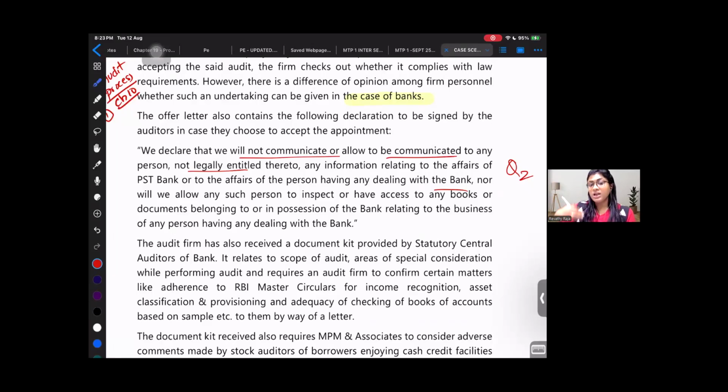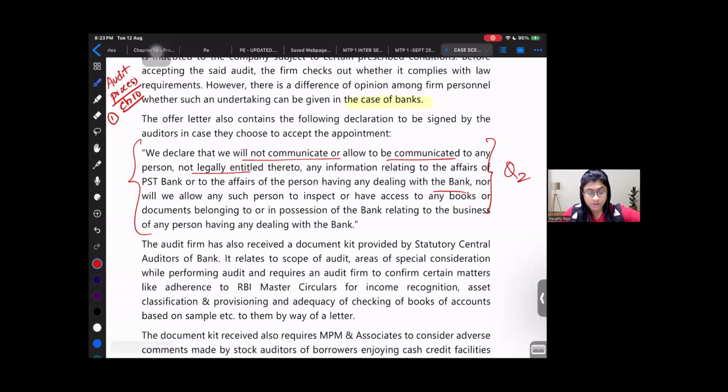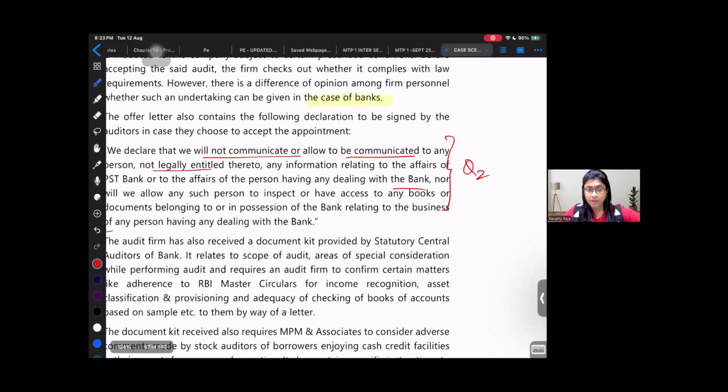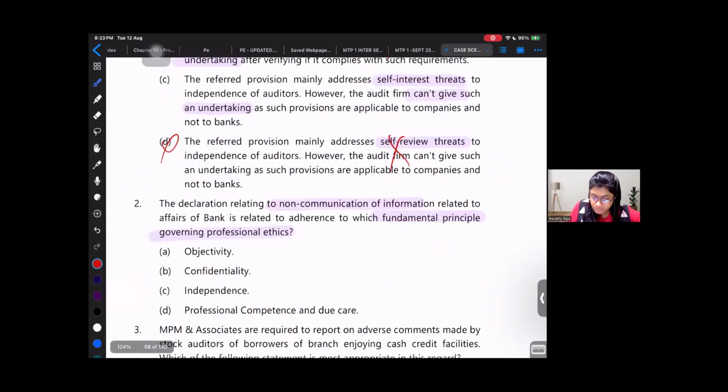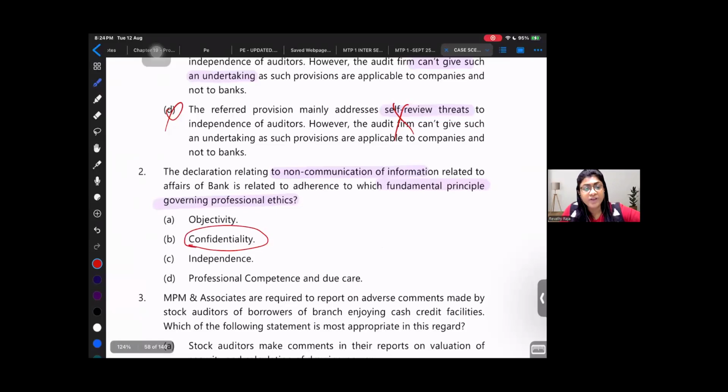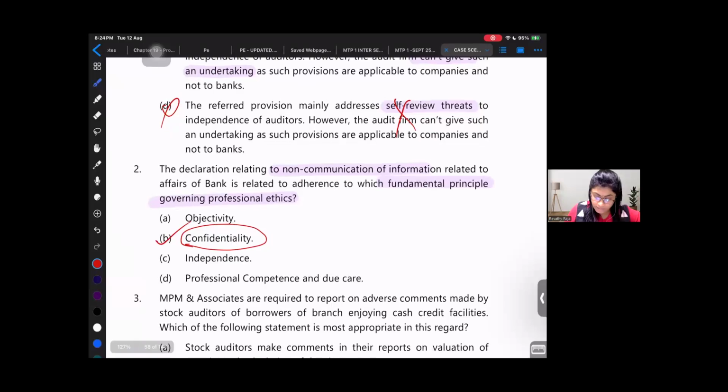When you are accepting the audit, you have to give a declaration like this, that you or your team will not say anything relating to the bank to the outsiders. Which fundamental principle says this? Very good. This is relating to the principle of confidentiality. Answer is B. And so can we revise the others?